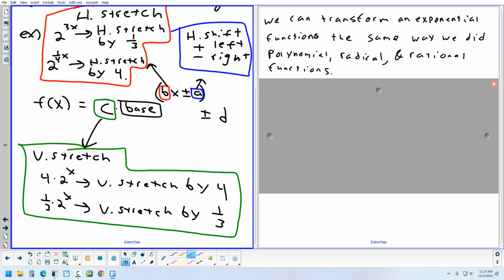And D. This is actually one I showed you an example of when I changed the range. What does D do? Yep, that's your vertical shift. Positive would move it up, and negative would move it down.